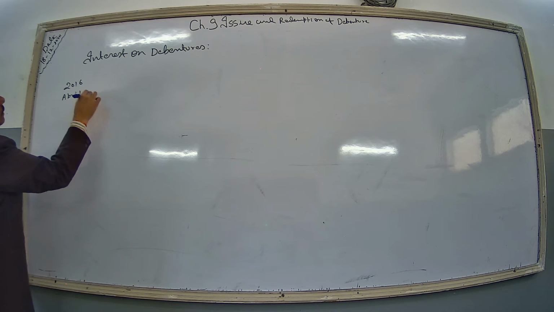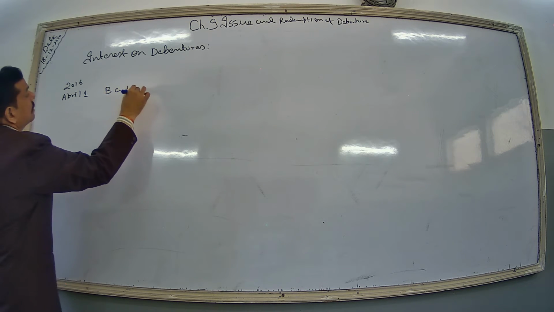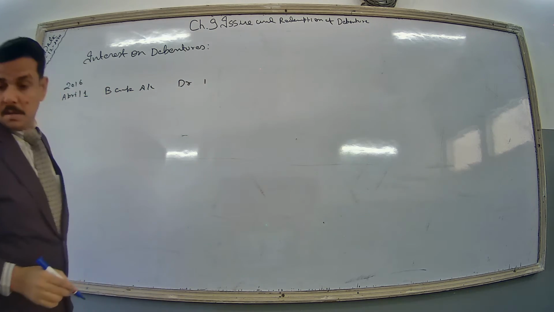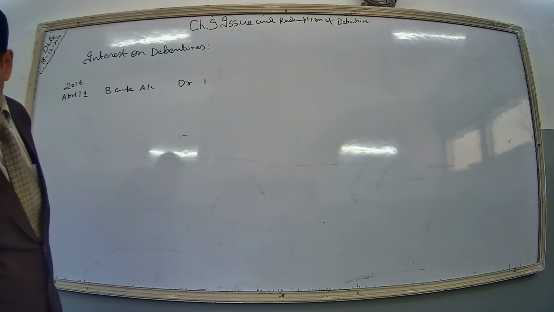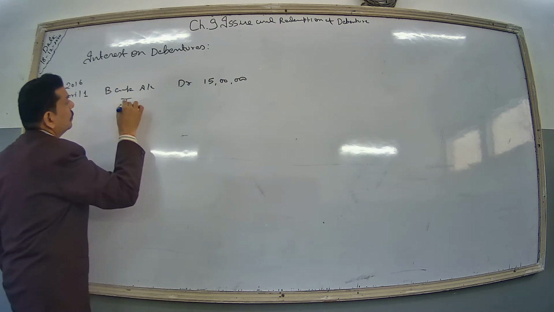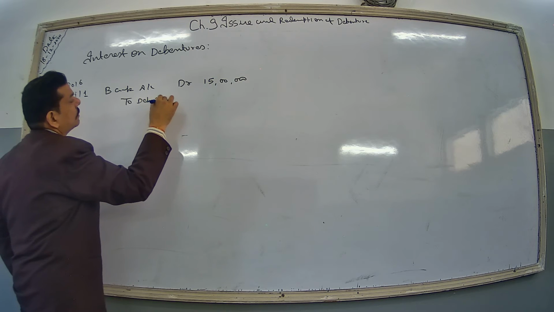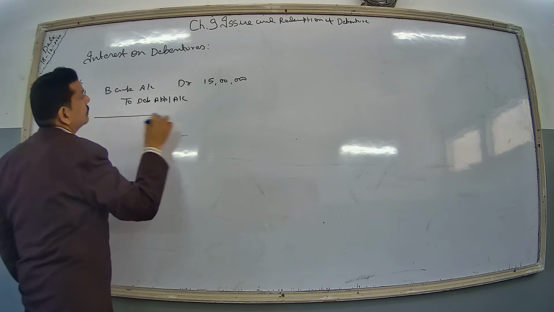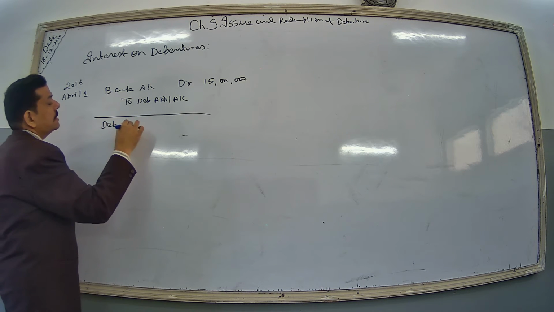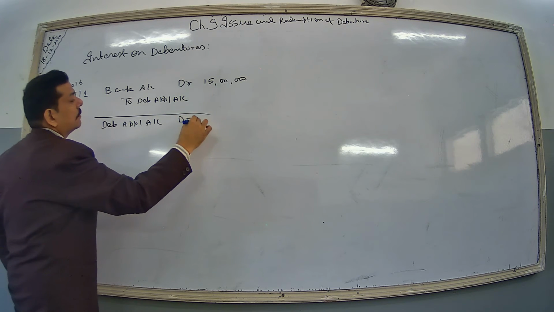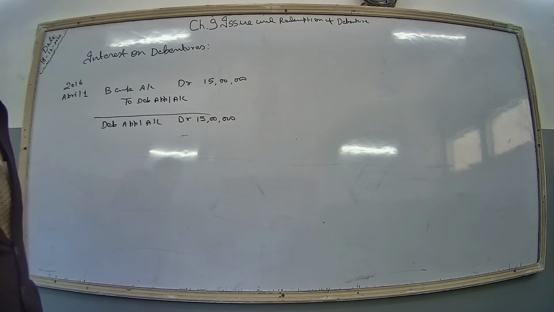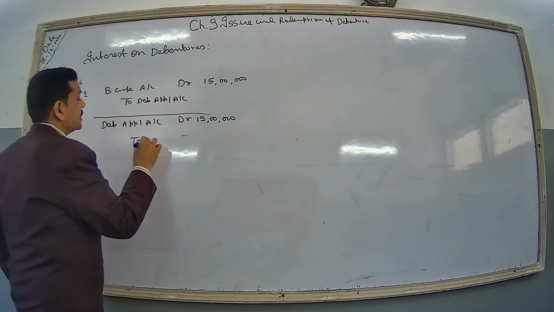April 1. So bank account debit ₹15 lakh to debenture application account. Clear? Now this money is transferred. So debenture application account debit 15 lakh. What is the percentage of debenture? 10%, to 10% debenture.